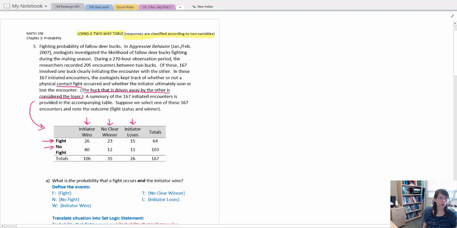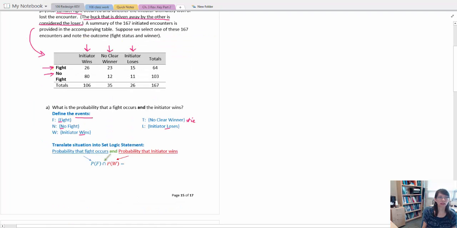So part A is asking, what is the probability that a fight occurs and the initiator wins? Well, to determine this, I'm listing what the events are. So where I've put arrows above, I've written out using the notation for event. I'm calling event F fight. I'm calling event N no fight. Event W is initiator wins. Event T is no clear winner, because that's what we would consider to be a tie. And finally, event L is the initiator loses. So we have 5 different events.